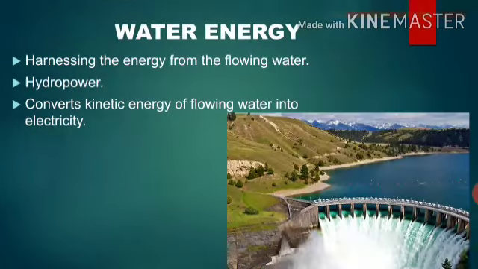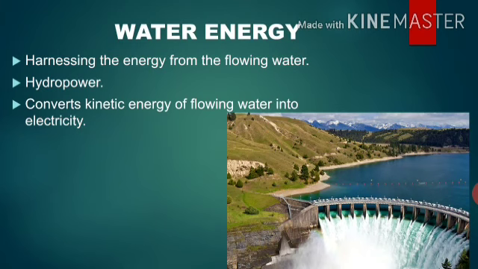Then water energy. Already we know our earth's surface is nearly 71% covered with water. Harnessing the energy from the flowing water is called water energy. It is also used to produce electricity. This energy production is called hydropower. The technique to harness the water energy is called hydropower.